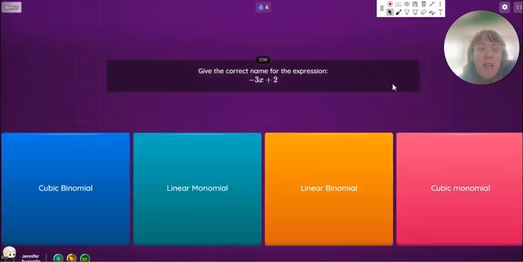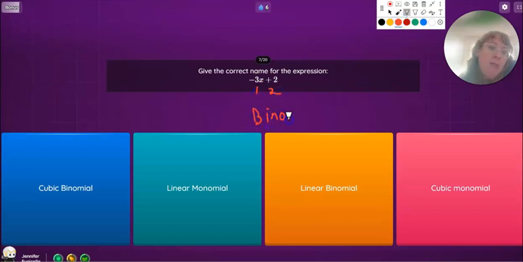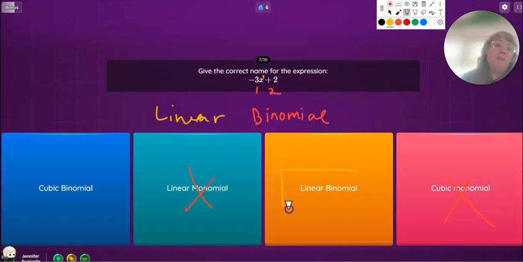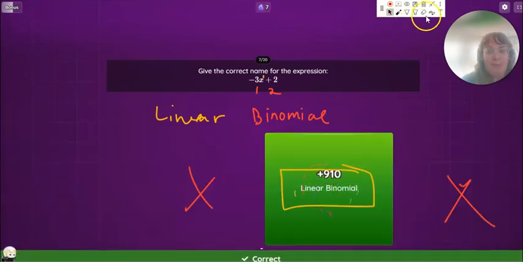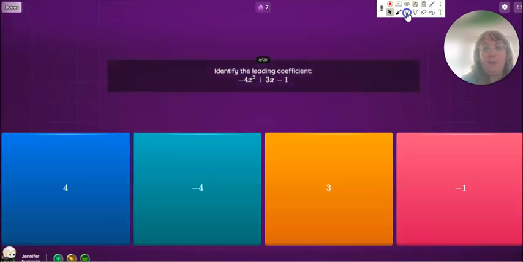Give the correct name for the expression. Okay, so we have two terms, so it's definitely a binomial. And then our highest exponent is an x to the first power, so it's a linear binomial. Since our degree is 1 and we have 2 terms. Beautiful.